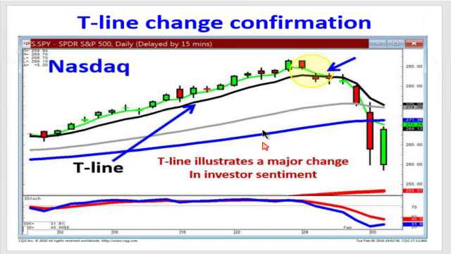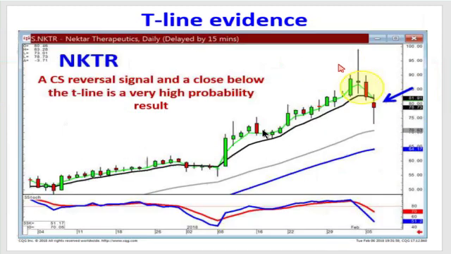How soon does the close below the T-line have to occur after the sell signal? It doesn't. If you just use a simple statement that if you see a sell signal and a close below the T-line, it could have bobbled around, but as soon as they closed below the T-line, that was a confirmation.